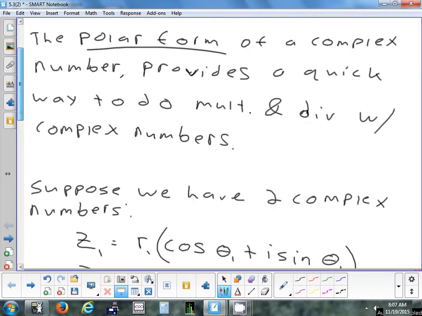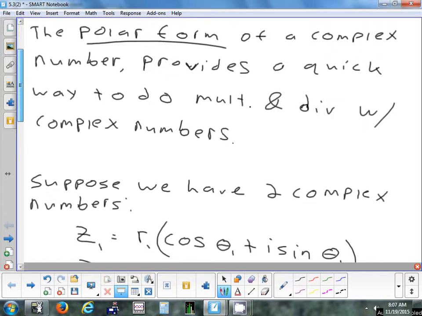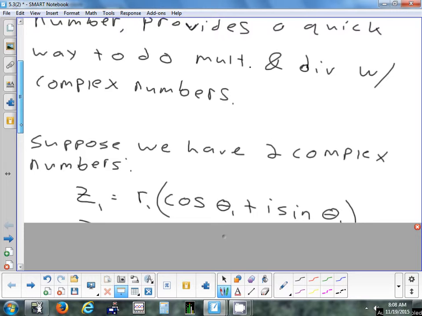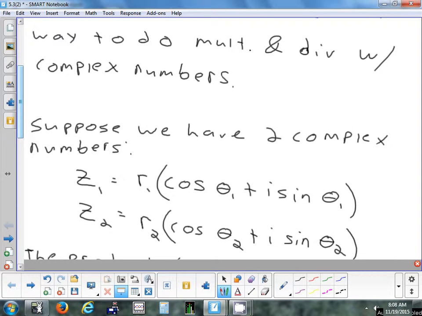So just say we have two complex numbers in polar. When we do a problem, R1 will be a number, and θ1 will be a number. These just represent any radius and any angle. So my first complex number is R1 cosine θ1 plus I sine θ1. Now, if I'm going to multiply, I need a second number, so we'll call that Z2. Z2 has a different radius and a different angle. They don't have to be the same. These are two different complex numbers.